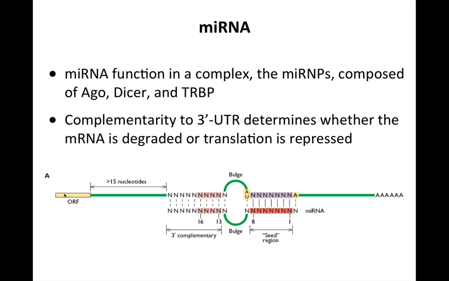So here we have at the bottom the 3' UTR of an mRNA, the end of the open reading frame. We have a poly A tail. And here's a typical binding site for a microRNA. It hybridizes in two regions with a bulge in between. It's quite close to the 3' end. Again, the amount of complementarity determines whether the mRNA is degraded or translation is repressed. The higher complementarity leads to degradation, the lesser leads to repression of translation.